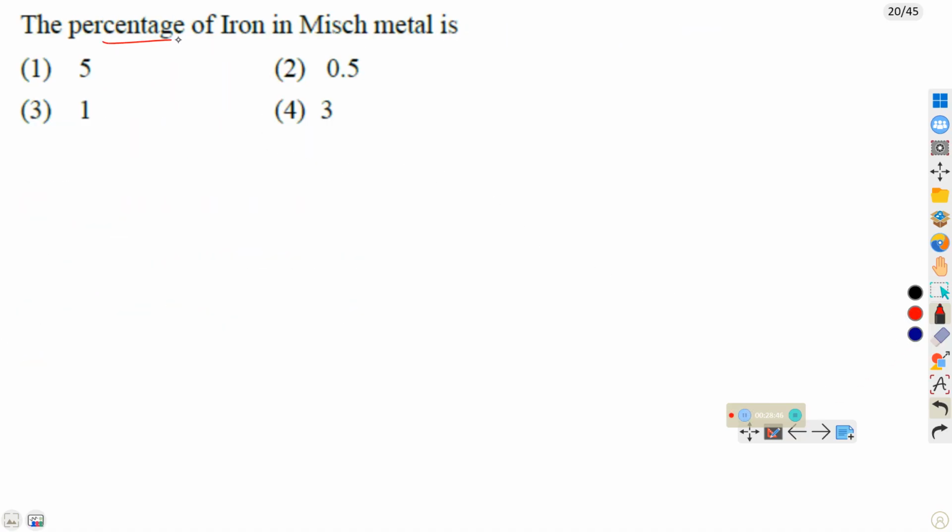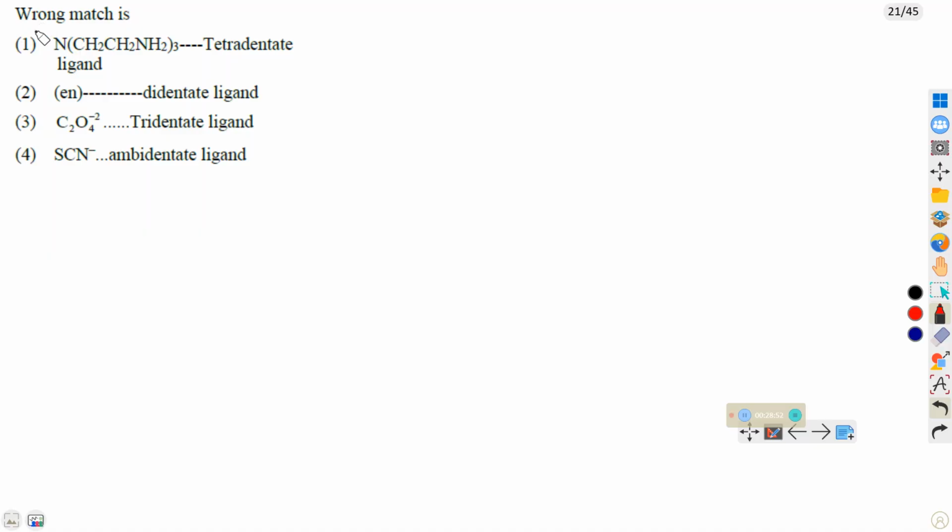Percentage of iron in mixed metal nearly 5%. Wrong match is the first one, tetradentate ligand. Correct, because here 3 nitrogen atoms, here 1 nitrogen atom. Total 4 nitrogen atoms act as donor atoms. N is a didentate ligand. Correct. Oxalato, tridentate ligand. Wrong. Oxalato is a didentate ligand.